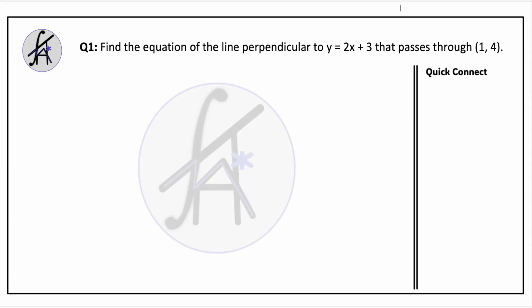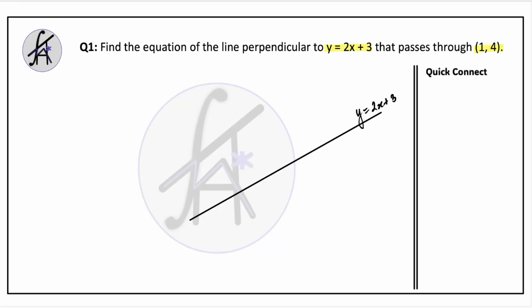So we have a question over here where we have to find the equation of a line perpendicular to the given line. The given line is y equals 2x plus 3, and the perpendicular line passes through this point. So that's very clear that we have an equation given to us. If I just quickly draw to show you, this is the line which is given to us, and the equation is y equals 2x plus 3.